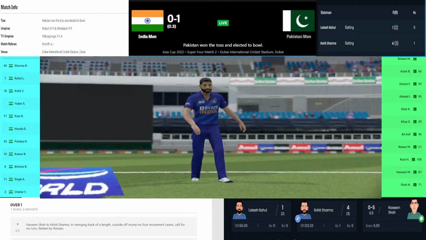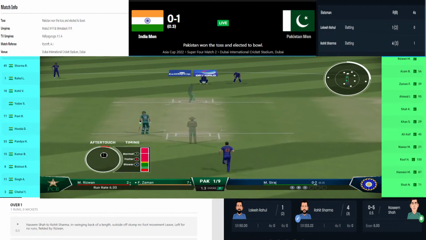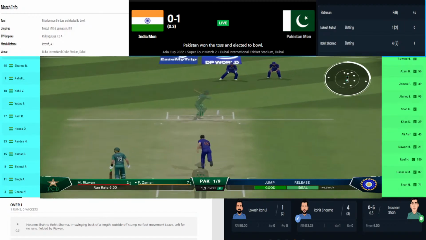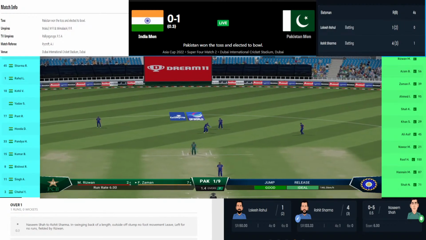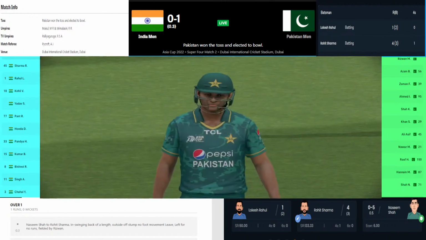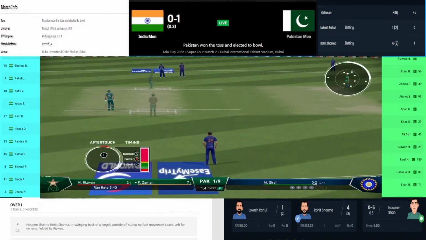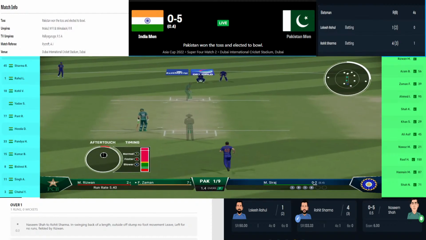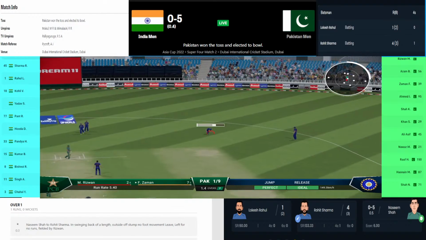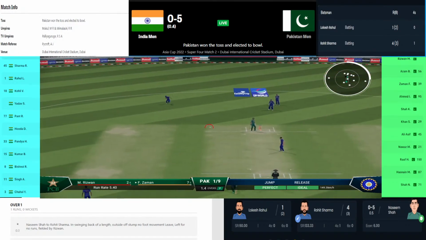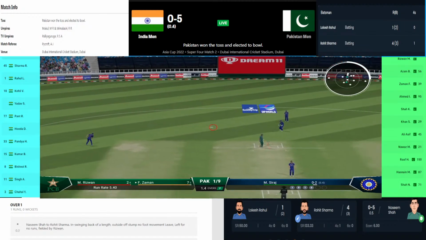So currently Pakistan won the toss and they have elected to bowl first and the Indians have started their innings. Now for India, Rohit Sharma and KL Rahul will be opening the attack, and for Pakistan, Naseem Shah started the bowling attack. After 0.4 overs, India is 5 without loss.